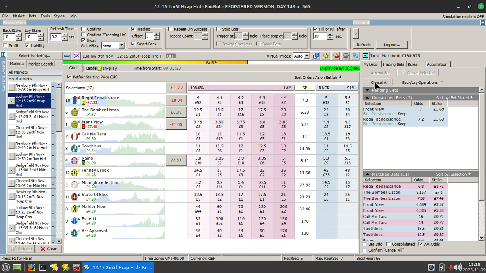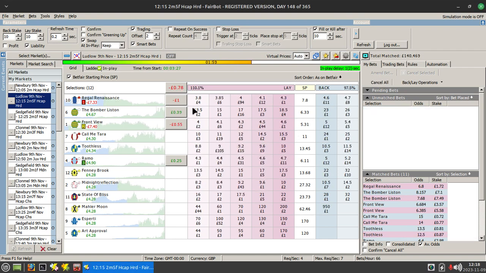But now that I've got to a 10% loss, I think it's time to think about cancelling these and getting out and accepting the fact that I've been talking too much when I should have been concentrating.